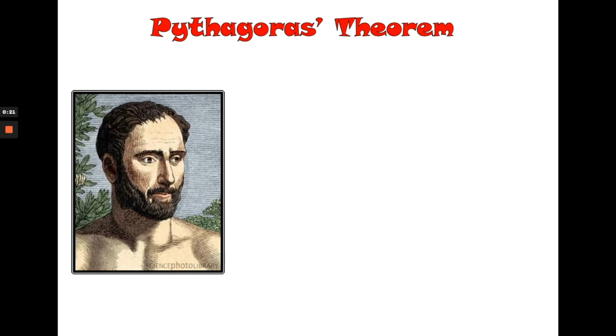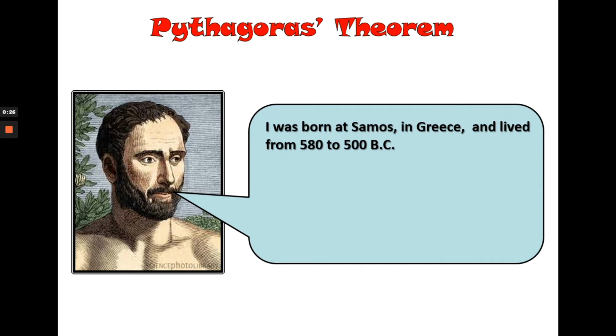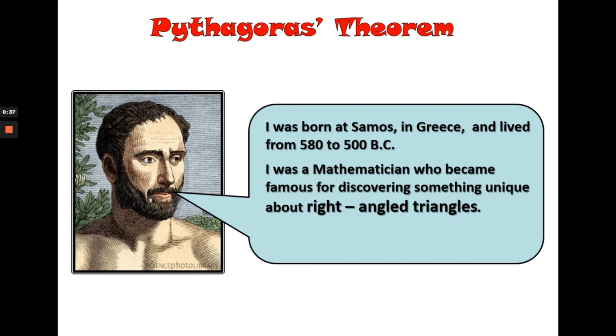So there's a photo of him, or drawing of him on the screen. He was born in Samos in Greece and lived from 580 to 500 BC, so it's 2,600 years ago. He was a mathematician who became famous for discovering something unique about right-angled triangles. Now, the reason why right-angled triangles is in bold is because this theory only works with right-angled triangles. And you're now going to just try to find out what he discovered.